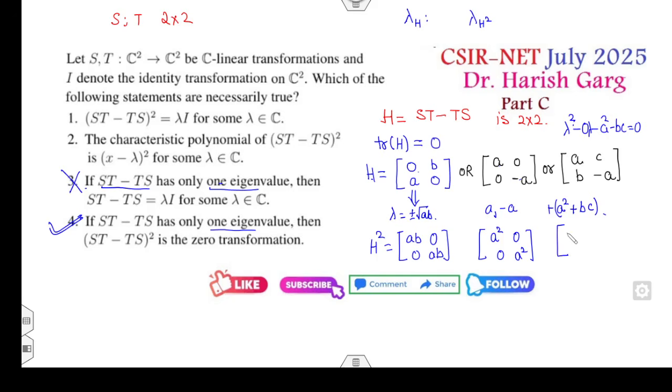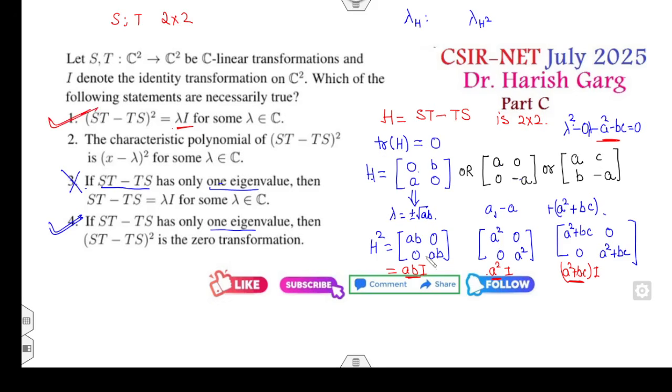और इस थर्ड केस में आपकी a square plus bc, 0, 0, a square plus bc. Now you can clearly say I can write the first value is ab of identity. If second case होगा, I can write as a square of I and a square plus bc of I, and this ab, a square and a square plus bc are nothing but my eigenvalues. The first option is the correct answer.